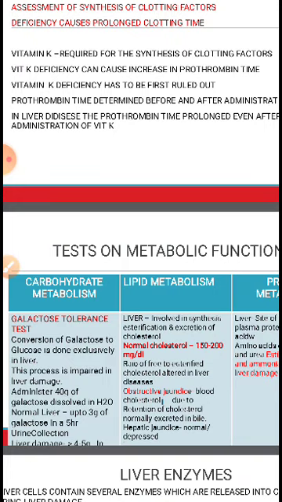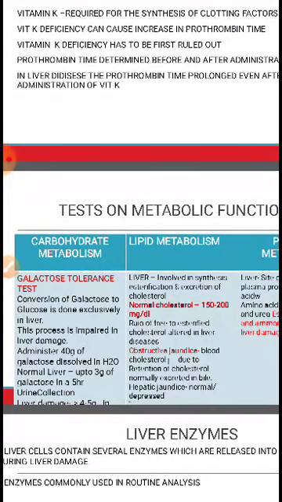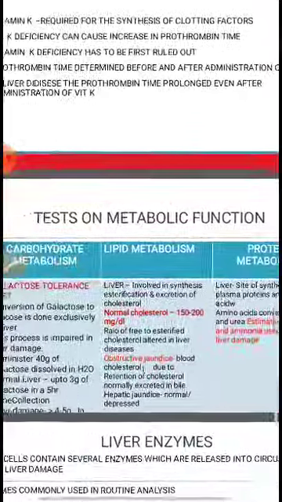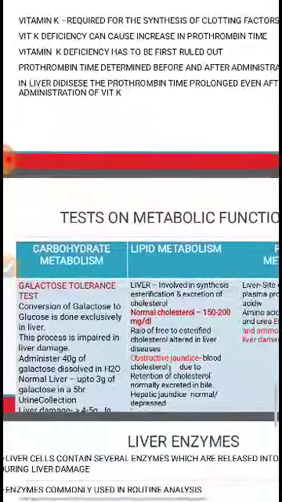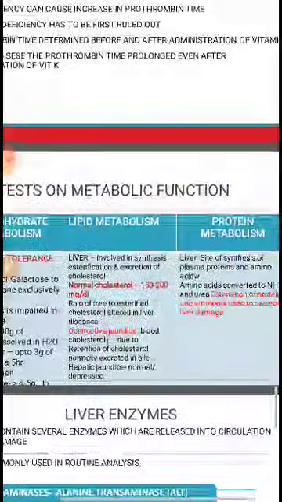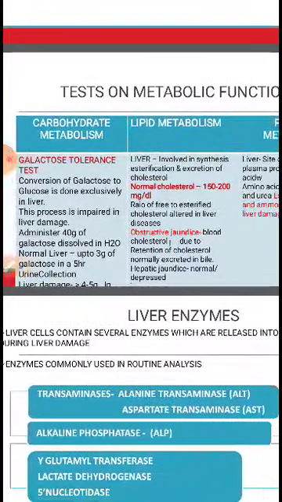So, first the vitamin K deficiency has to be ruled out, and the prothrombin time is determined before and after the administration of vitamin K to rule out any deficiency of vitamin K. In liver disease, we find that the prothrombin time is prolonged even after the administration of vitamin K. The next group of tests assesses the metabolic function of the liver.